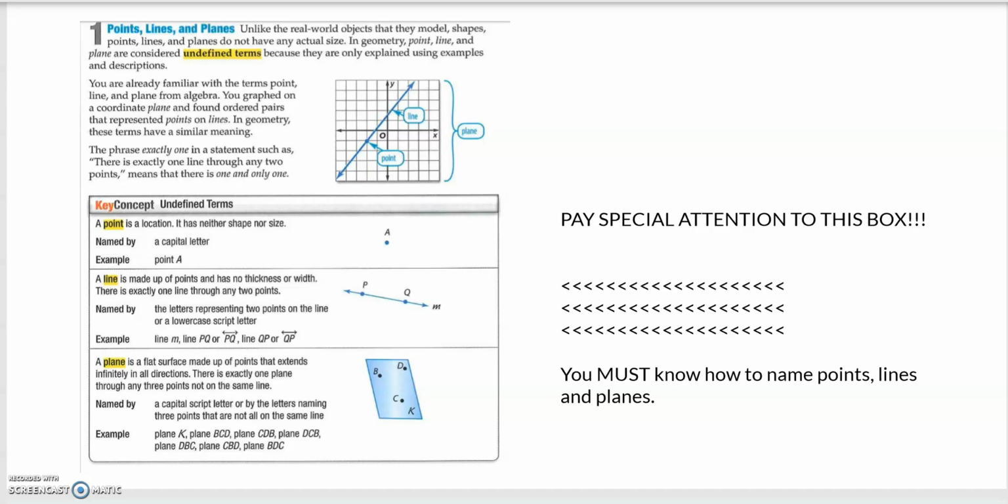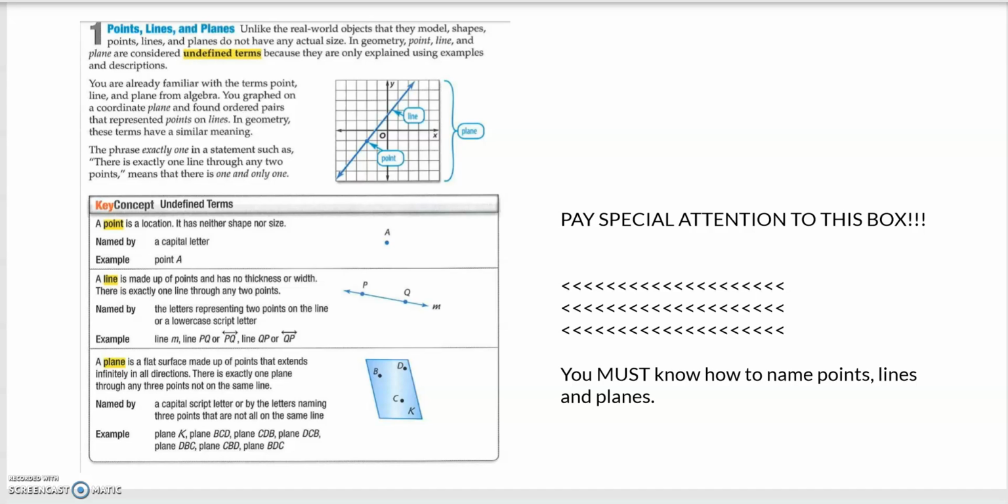Next, we have a line. It's made up of points. No thickness, no width. Any 2 points will form a line. I want you to pay particular attention to how we name lines. In this picture, we have 2 points on that line, point P and point Q. We can call this line PQ. We could call it line QP. If you look closely, you can even see the symbol for that: a P and a Q, or a Q and a P, with a little line above it. That's how we label this line. Again, PQ or QP, that's the name of the line.